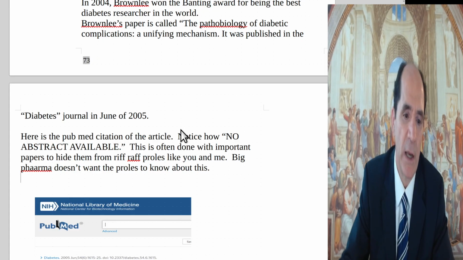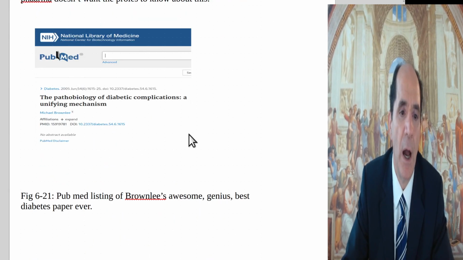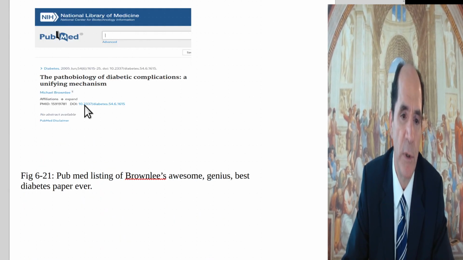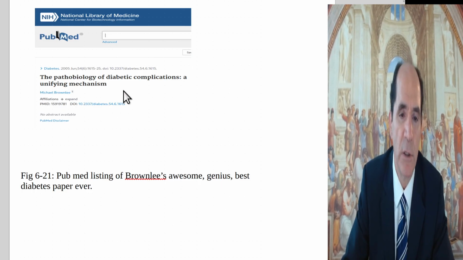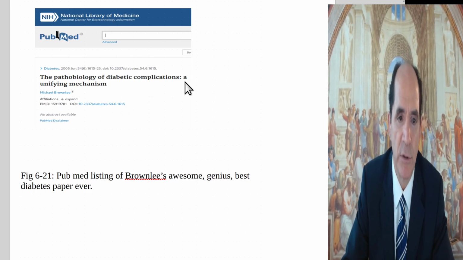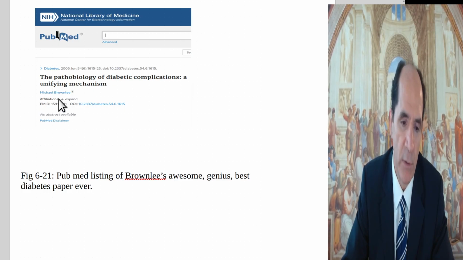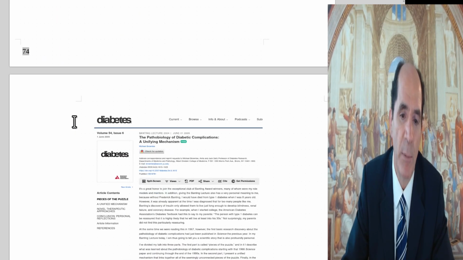I'm not going to go through all the text. Here's the great paper. You can get this. You can even read the paper for free online. It's called The Pathobiology of Diabetic Complications, a Unifying Mechanism by Michael Brownlee. It's an awesome paper. It's one of the greatest medical papers I've ever read in my life. It's beautiful. The Sistine Chapel of Diabetes paper.